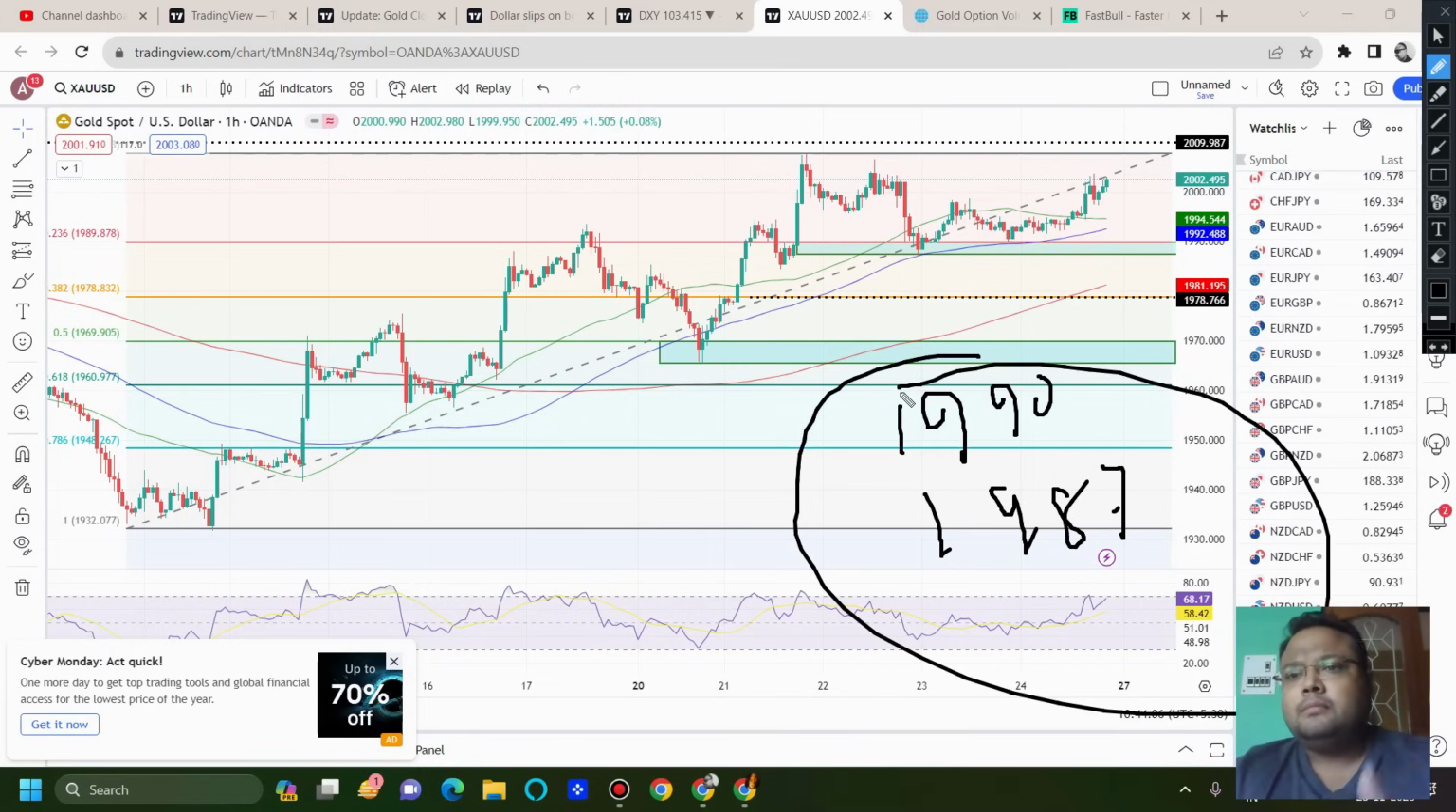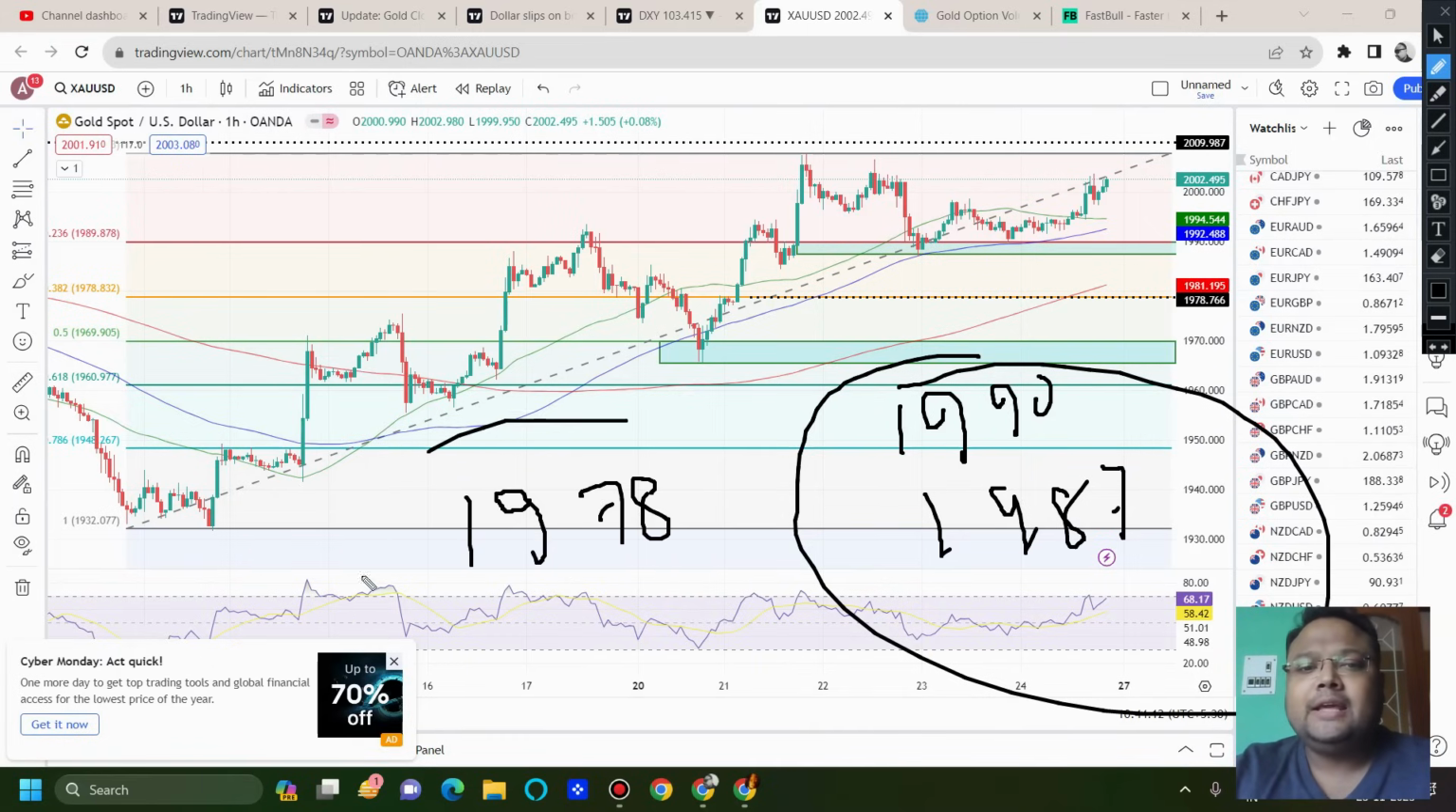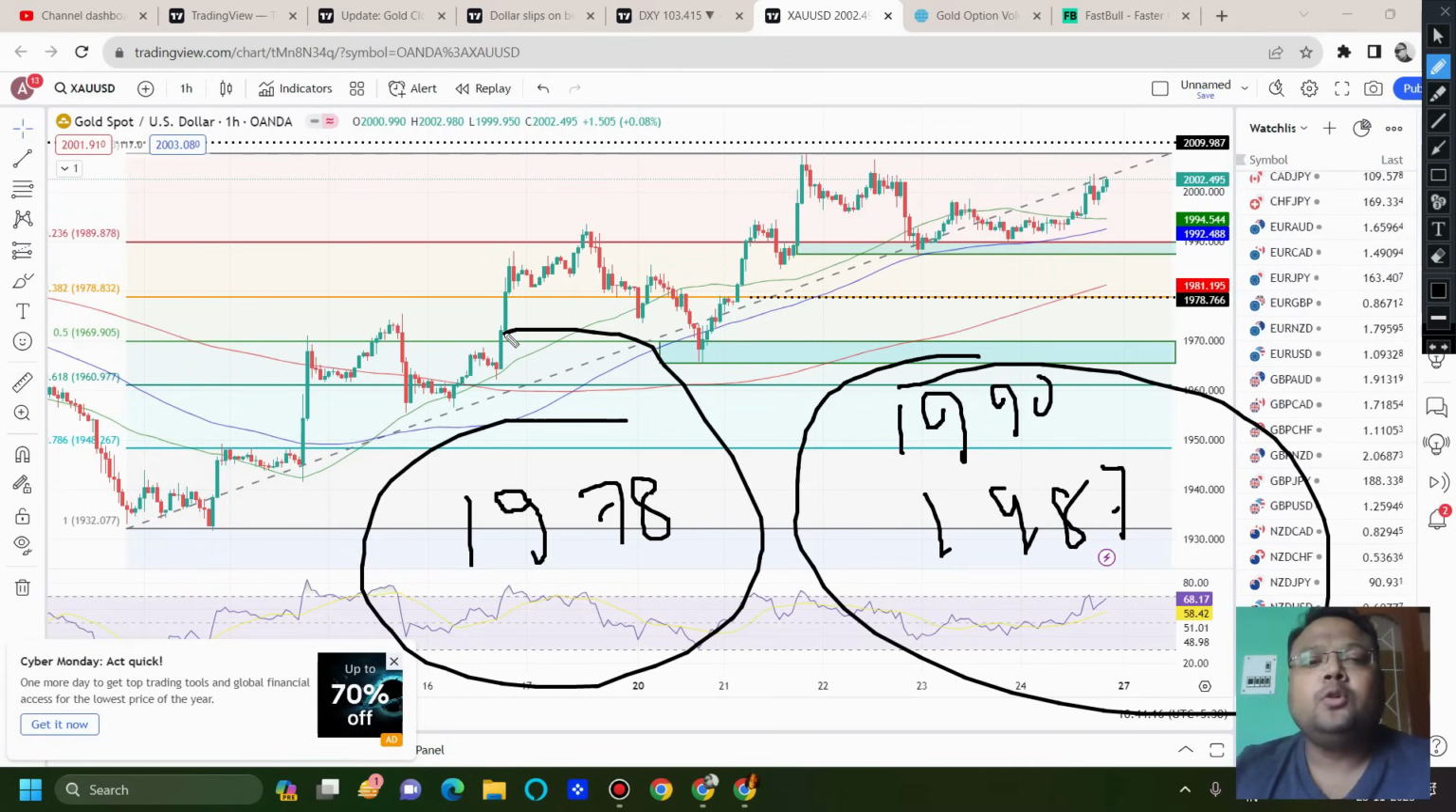And below this level, as we have already discussed yesterday, we have a second support around the 1978 level. But on Monday, due to less volatility, I don't think the market will be going to the 1978 or 1965, 1970 level. But yes, these levels are still very much present. So 1990, 1987 is the next important level for us where we can look for a buy, and below that we have 1978. As I said, volatility of the market will be important.